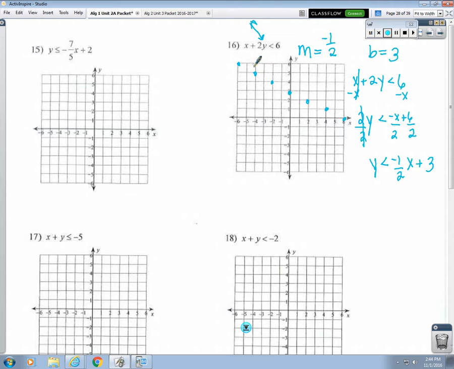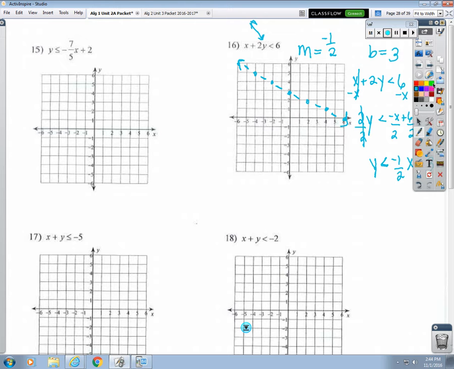Okay, is it going to be dashed or solid? Dashed, because there's no equal to bar. It's just a regular less than sign. And then it says shade less than. So if you go to your y-intercept of 3, which numbers are less than 3? 2, 1. Right, these numbers. So you shade below the line.